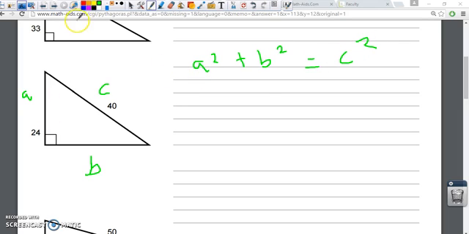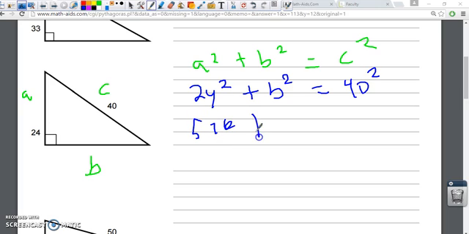Do I have an A? Yes, I do. A is 24, so 24 squared plus, don't have a B, so just bring it right down, equals 40 squared. So I do 24 times 24. Remember, that is not 24 times 2. That's 576 plus B squared, 40 times 40. 40 times 40 is 1,600.